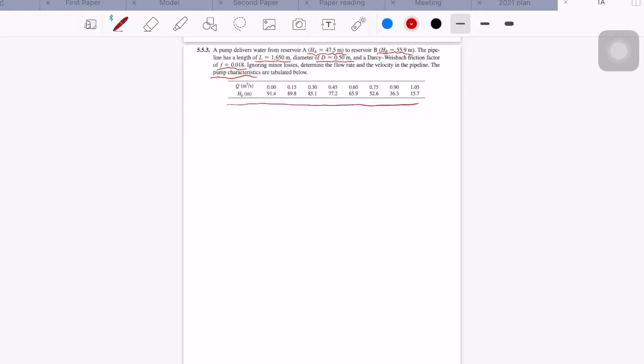So we know the system head H sub S equals the HS plus the HF. And for this system, we know the HS equals HB minus HA equals 55.9 meter minus 47.5 meter. So the HS equals 8.4 meter.